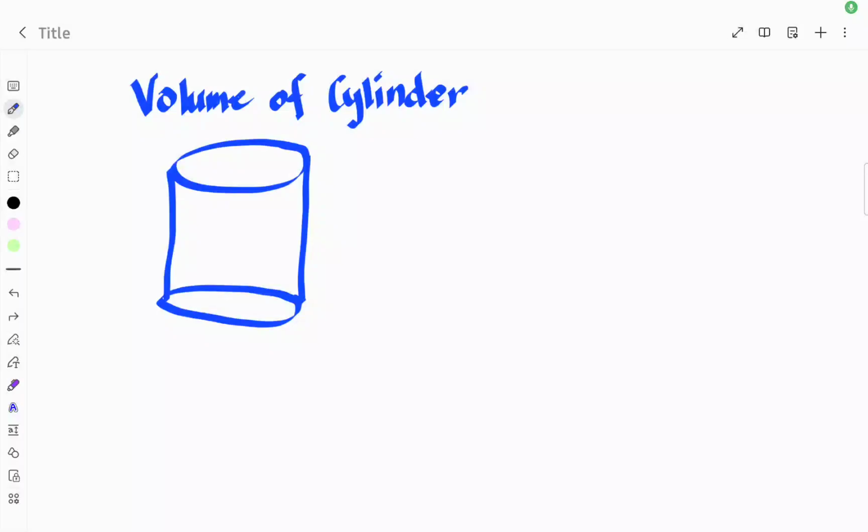Here's a video about the volume of a cylinder. The volume of a cylinder requires two parts of the cylinder, such as the radius and the height. The formula for the volume is equal to pi r squared times height. Now, there are two ways on how to look at that.